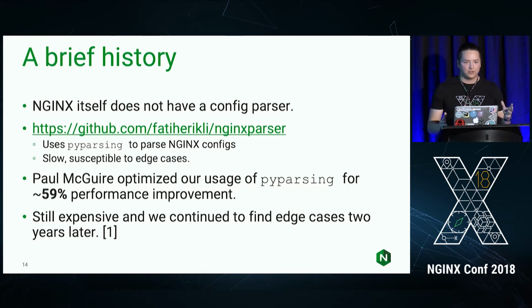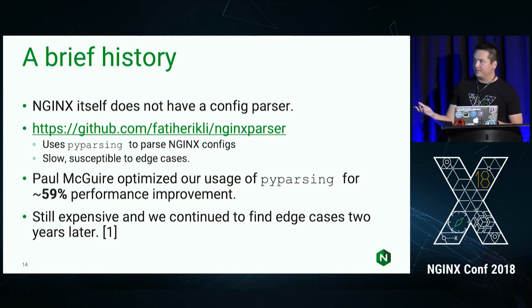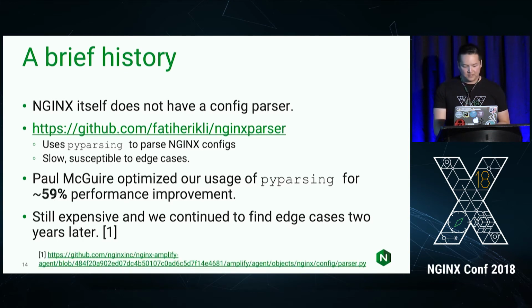Users with really large configs, probably some users in this room, will have hundreds or even thousands of files, and it takes a lot of time to go through and run regular expression parsing on each and every file. And of course, even though it's faster, it's still susceptible to edge cases. It's still regular expression based. If you're interested in seeing that original implementation of the parser, there's a link here that points back to the open source agent at an earlier point in time before we moved on to crossplane.